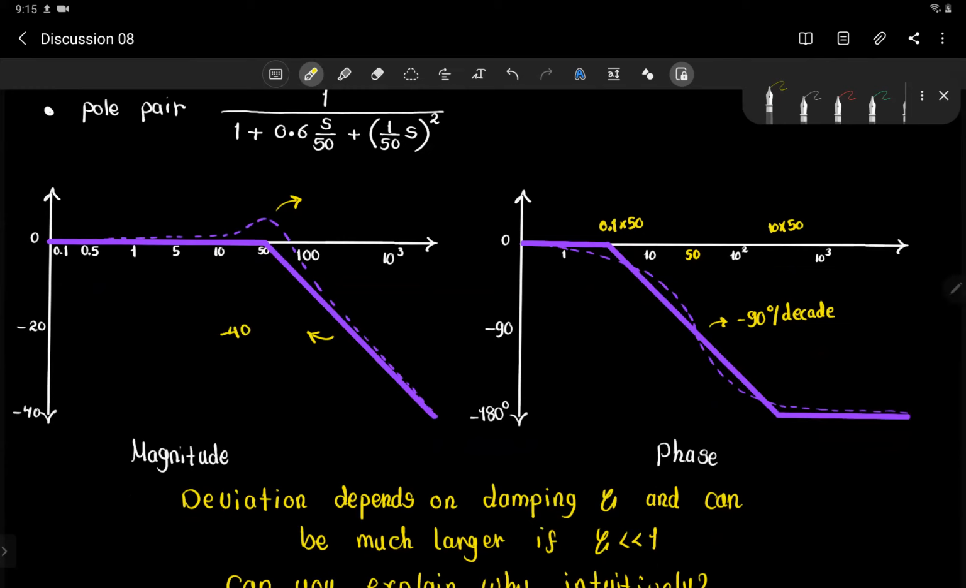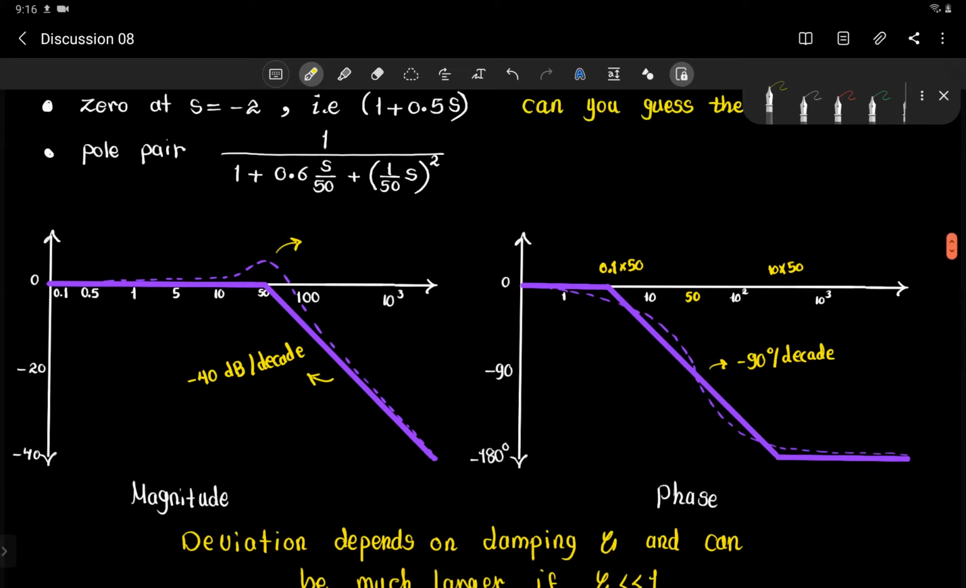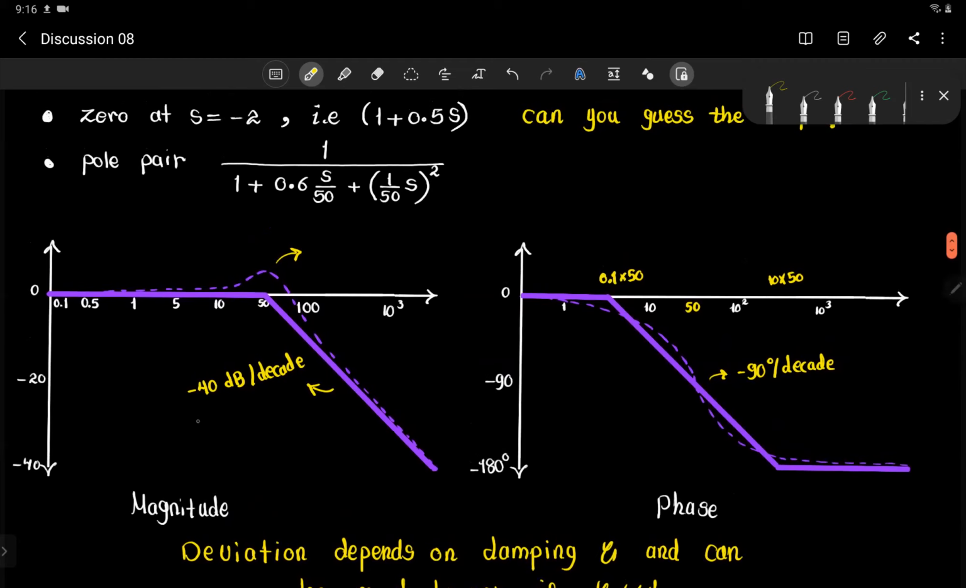Can someone tell me why this is negative 40 and not negative 20? Any ideas? Isn't it because it's a pole and not a zero? It's a pole, right? But I'm asking why it is negative 40 and not negative 20. If it's a zero, it'll be positive, right? So the reason is that we have two poles here. This factor has two poles. Each pole contributes a negative 20, and so we have two of them, so we get negative 40 decibels per decade as a decrease in this magnitude. Okay.